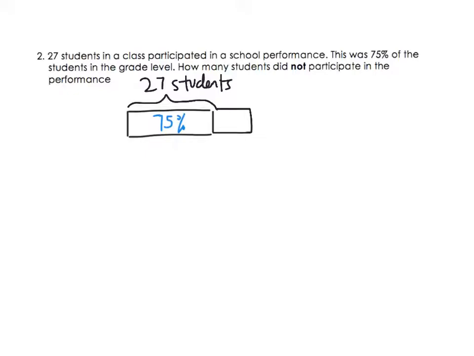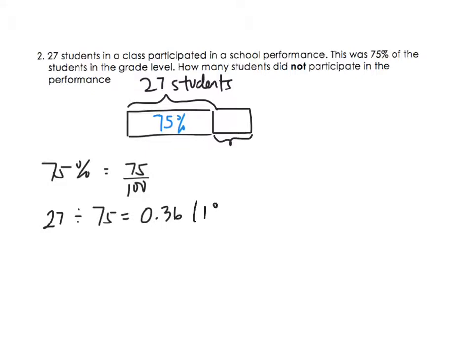In fact, what we're interested in finding out is how many students represent those who did not participate in the performance. So let's proceed. We know that 75% represents 75 over 100 parts. We can mathematically divide the value 27 by 75 parts so that we can get 1%. And this is actually 0.36, which means 1%.